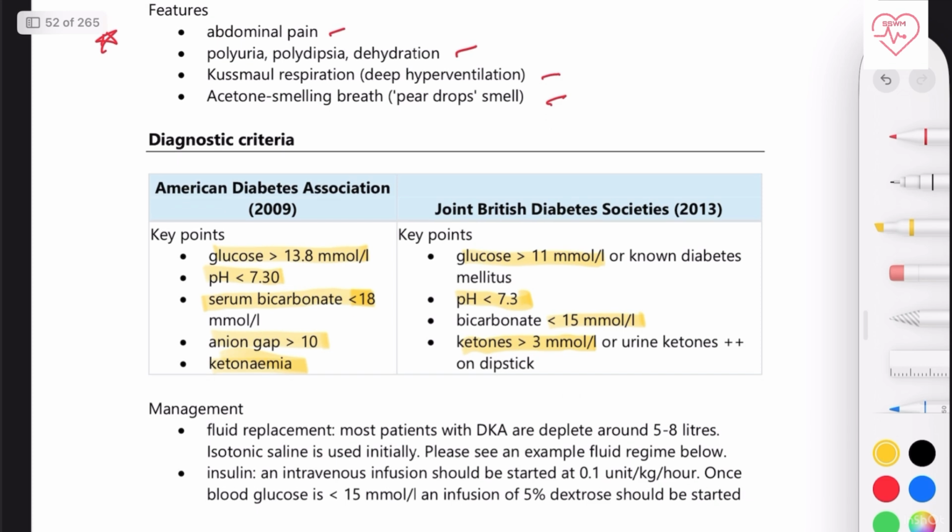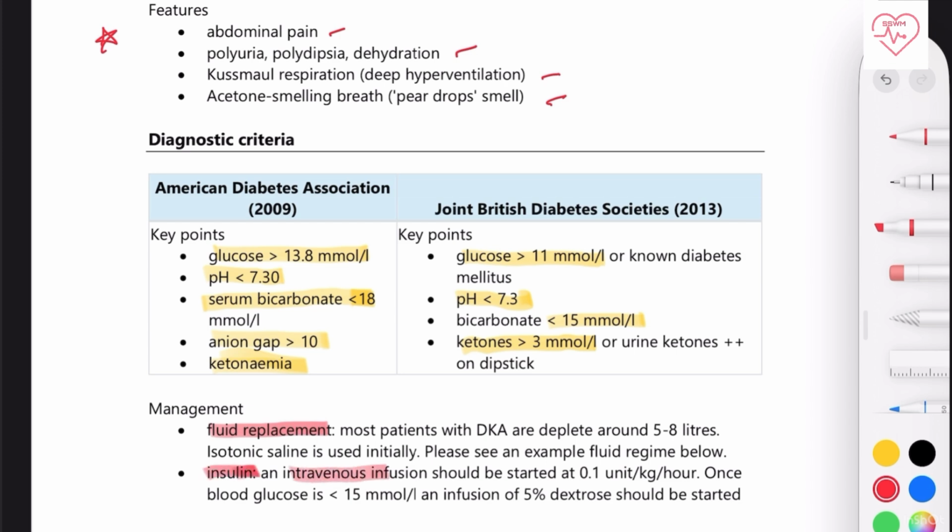So now let's talk about the management. What is the mainstay of management for this? That is fluid replacement. Most patients with diabetic ketoacidosis are depleted by around 5 to 8 liters. Isotonic saline is used initially. Please see an example fluid design below. So just remember that the management is fluid replacement.